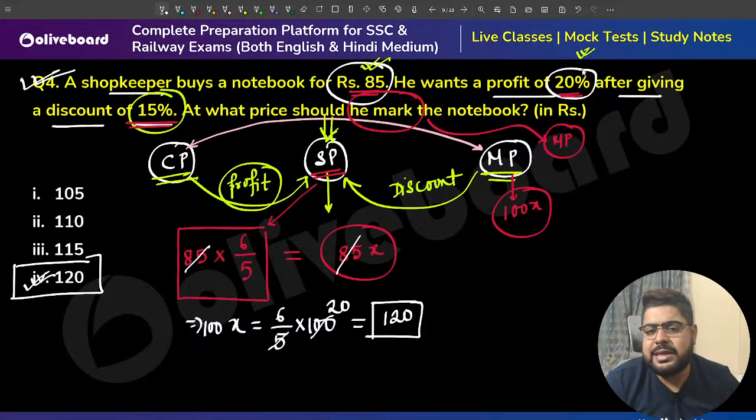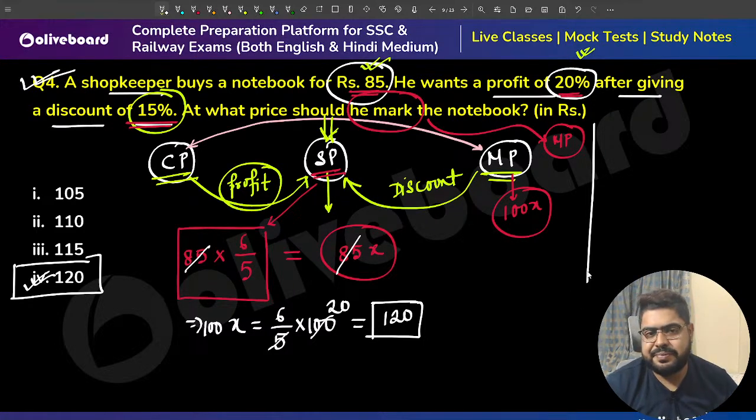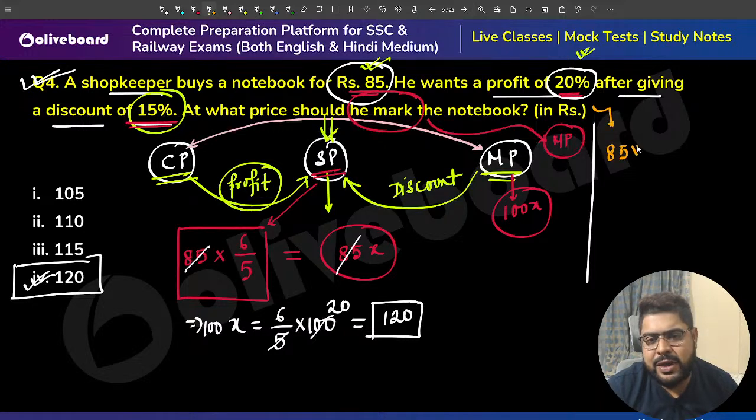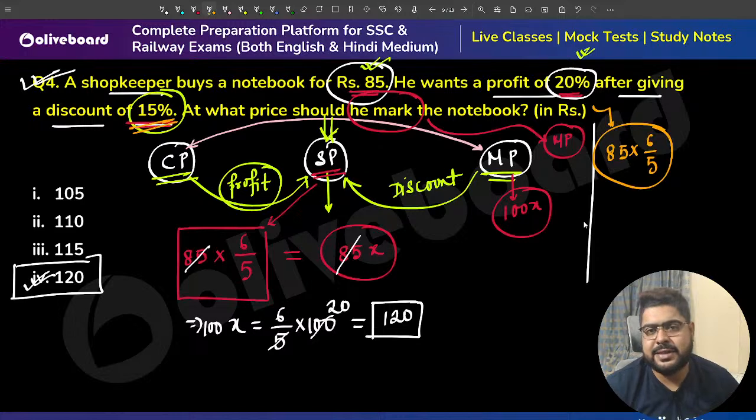Another way to solve the same question, sir, if you do not want to take XYZ. SP from here, and again I am showing you another way to think. Sir, 85 rupees wants to make a profit of 20%. So SP is into 6 by 5. Now this is what? This is SP after 15% discount.